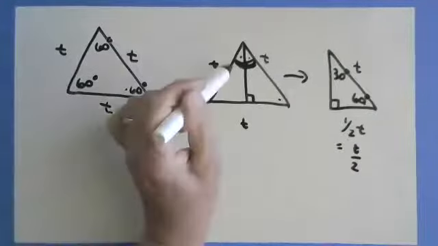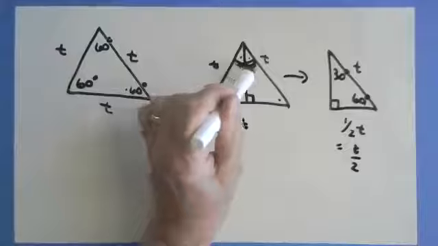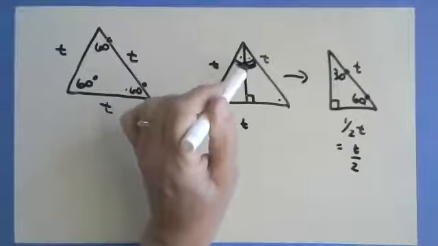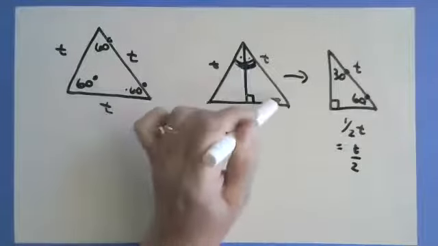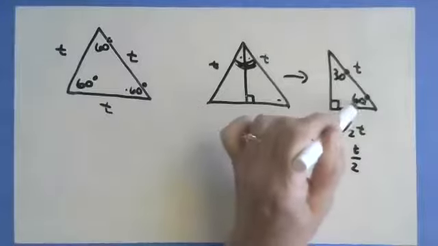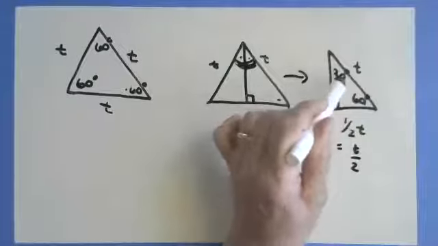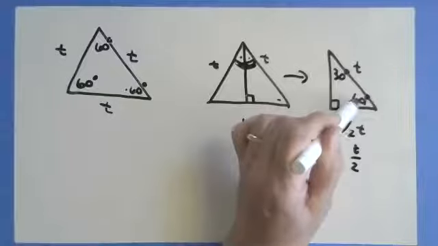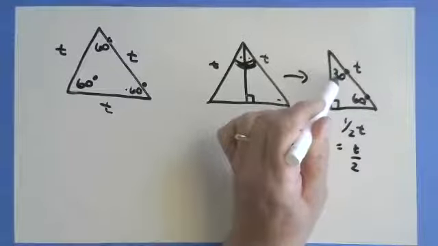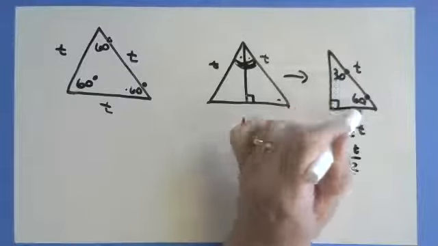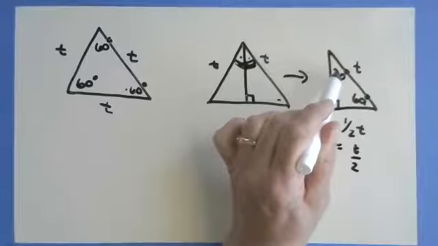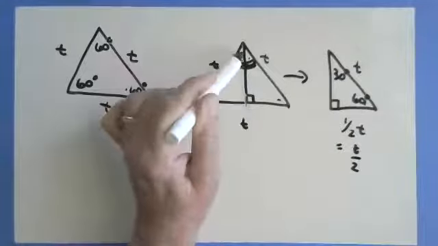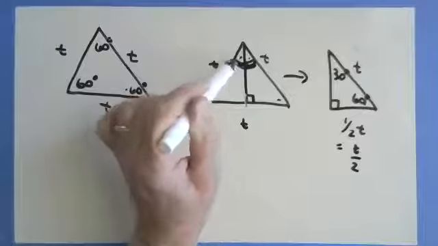If you didn't already know that this altitude split this angle, you would easily be able to figure it out because you know that this angle is 60 degrees and these two angles have to be complementary. So 90 degrees minus 60 degrees is 30 degrees. So now we know for sure, we have verification that this altitude split that 60-degree angle.